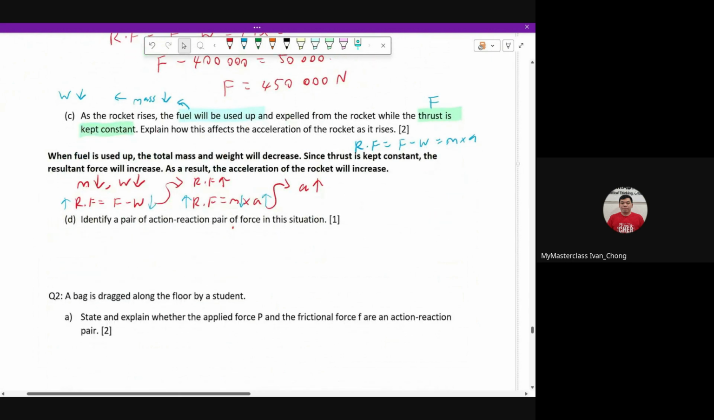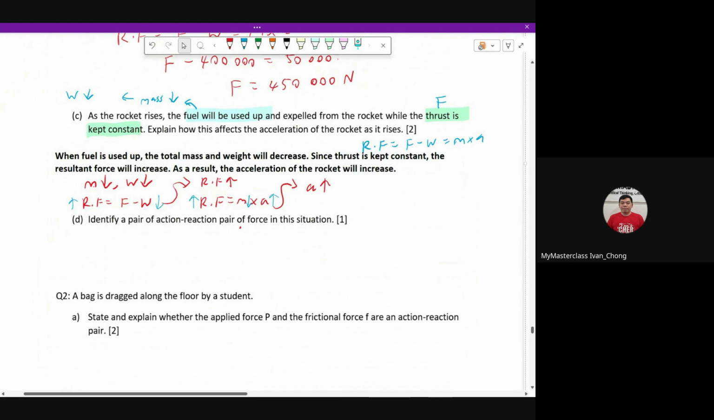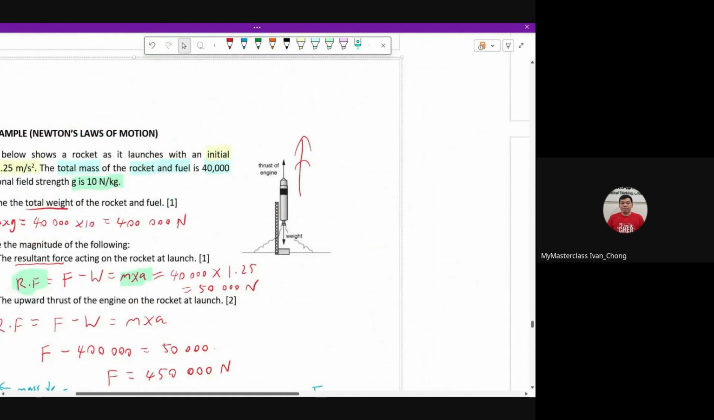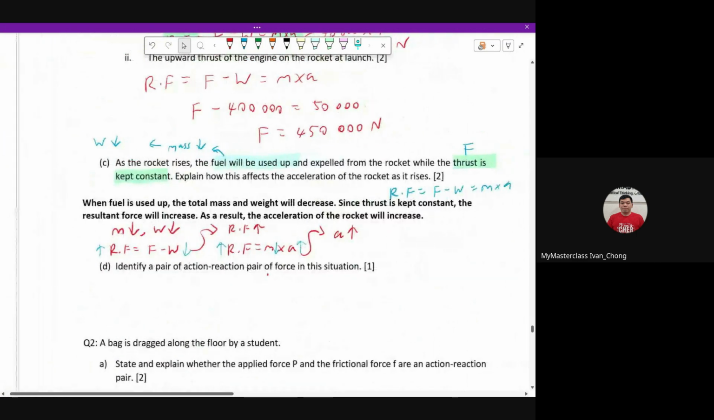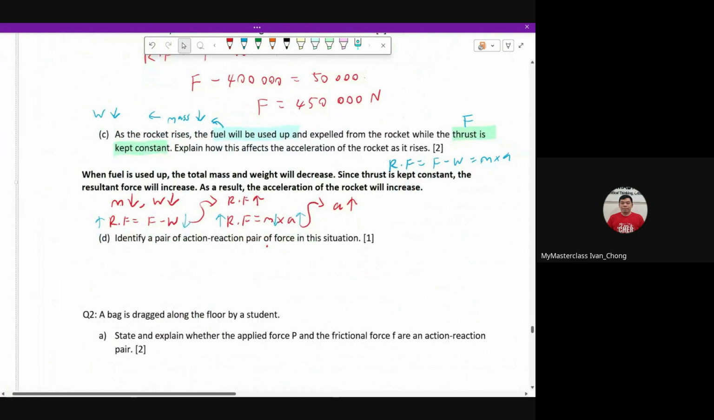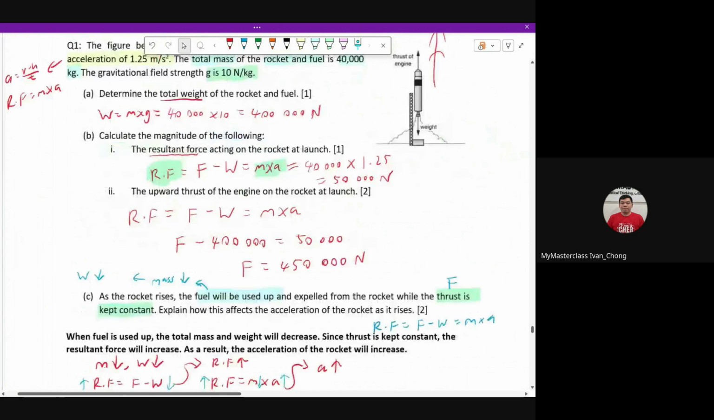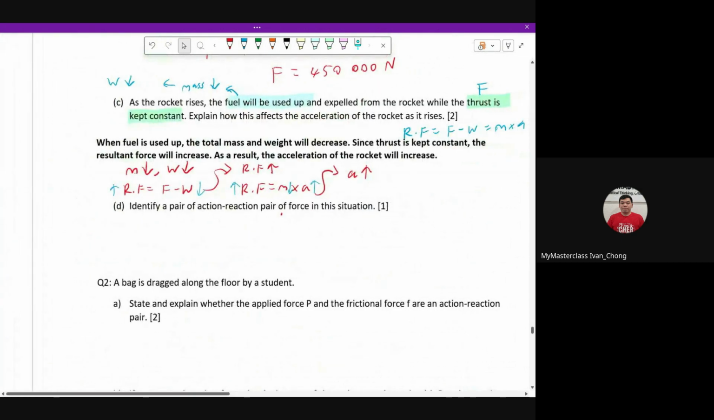Okay, so identify a pair of action-reaction forces in this situation. First thing, we have 2 forces, your thrust and your weight. You can choose either one of them as your action. So first thing first, okay, so action force. When you want to state your action-reaction pair itself, first thing is we need to say, let's use weight.